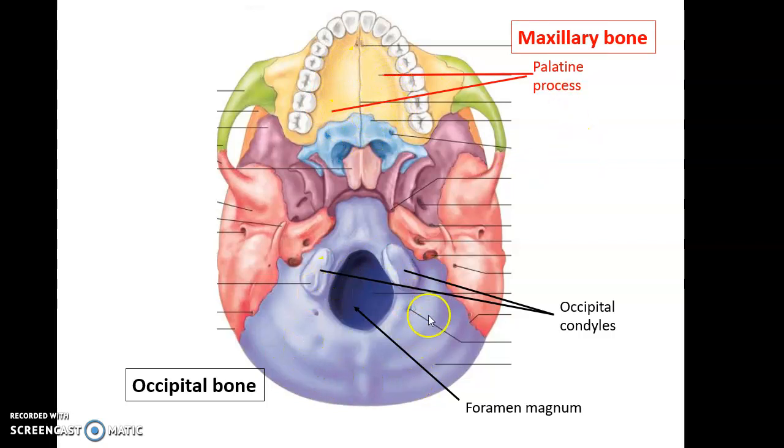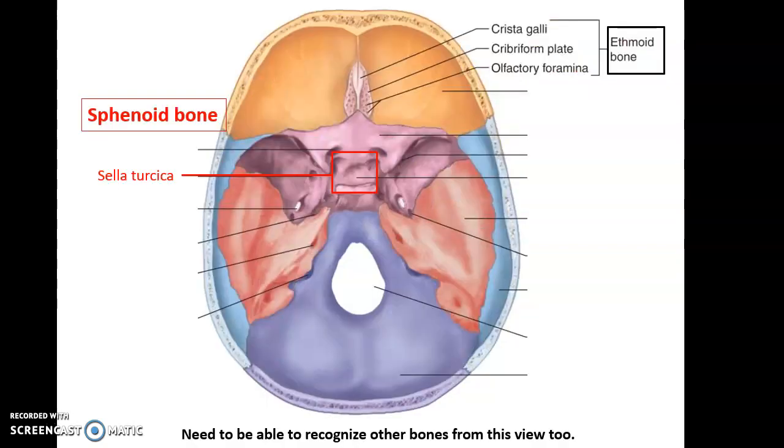Here is the occipital bone. This large hole here is the foramen magnum. The spinal cord passes through the foramen magnum. Then we also have these two smooth rounded knobs called the occipital condyles. Occipital condyles form joints with the first vertebra of the vertebral column. That is the joint that helps us nod our head yes.